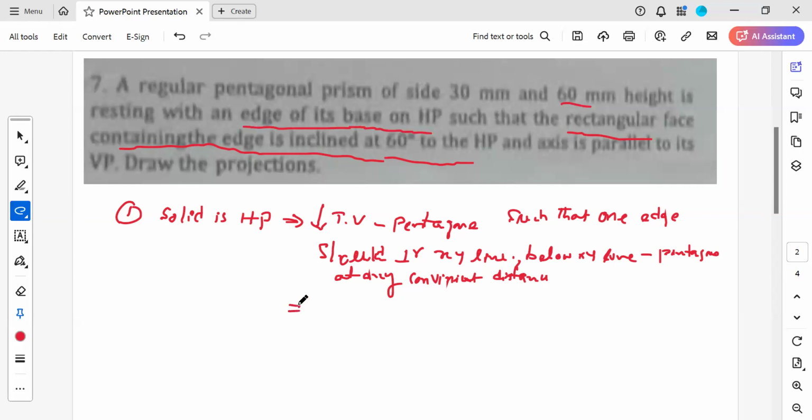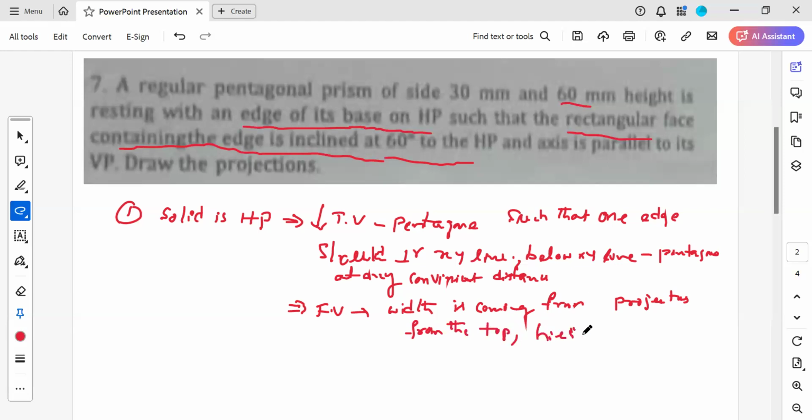Once you complete the top view, then we need to draw the front view. The front view is a rectangle. Its width comes from projections from the top view, and the height is given as 60 mm. So like this we are completing the stage 1 projections.